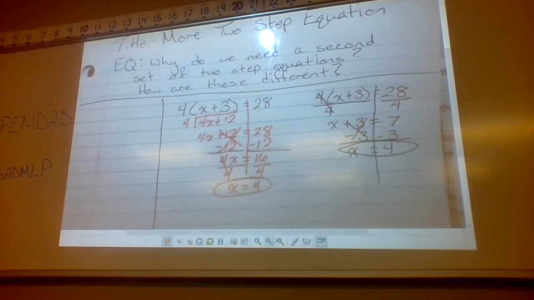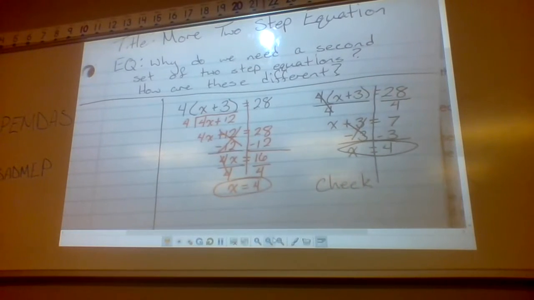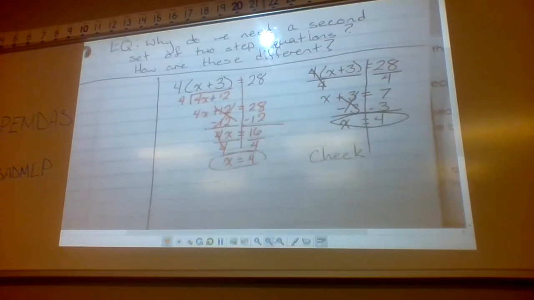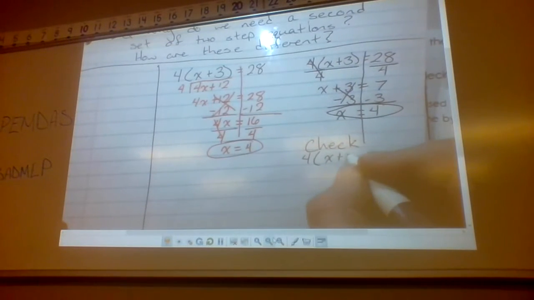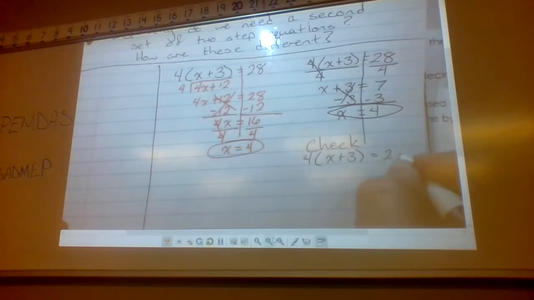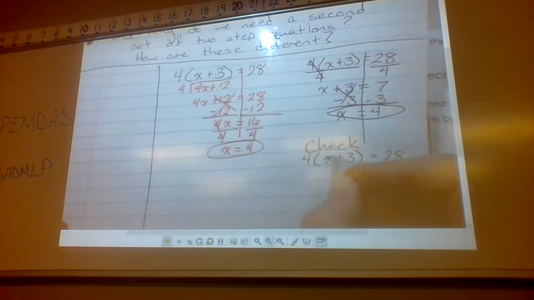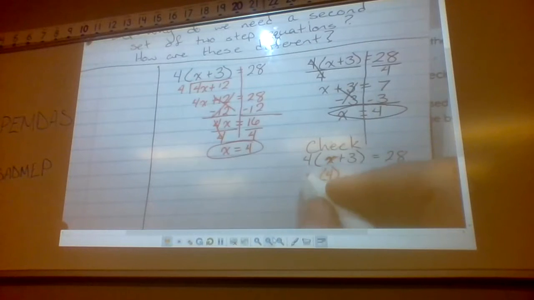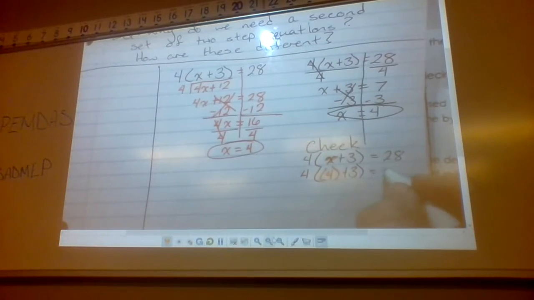At this point, we can do our check. It doesn't matter because they both have the same answer, so let's check. 4 parentheses x plus 3 equals 28. What has to change? X. What does x change to? 4. So we have 4 times the quantity of 4 plus 3 equals 28.